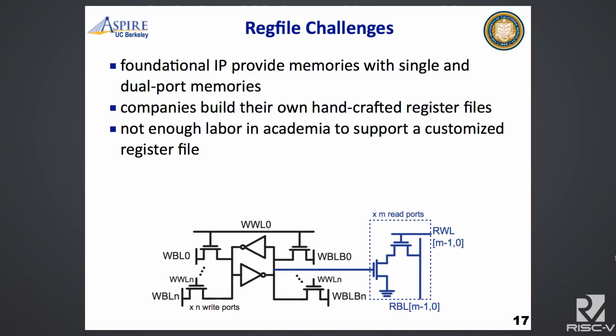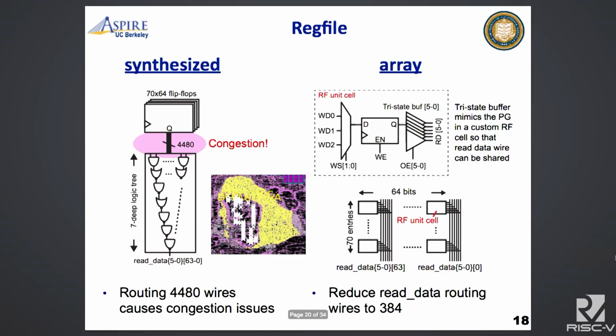So let me talk a little bit more about how we dealt with the register file. The problem is that the foundries are only going to give you a memory compiler that'll give you a single port or a 2-port memory. Companies, at least some of them, will just build and handcraft their own multi-port register files. Other companies will just synthesize it. As an academic, there is only 2 of us, so we didn't quite have the resources of a company. So we had to come up with something a little bit easier for us.